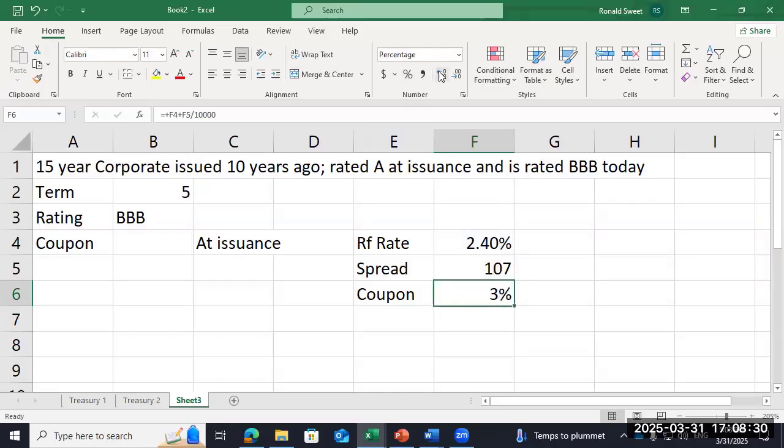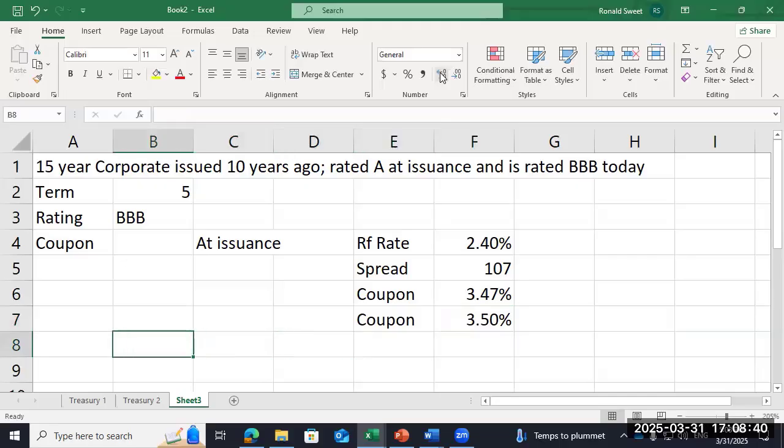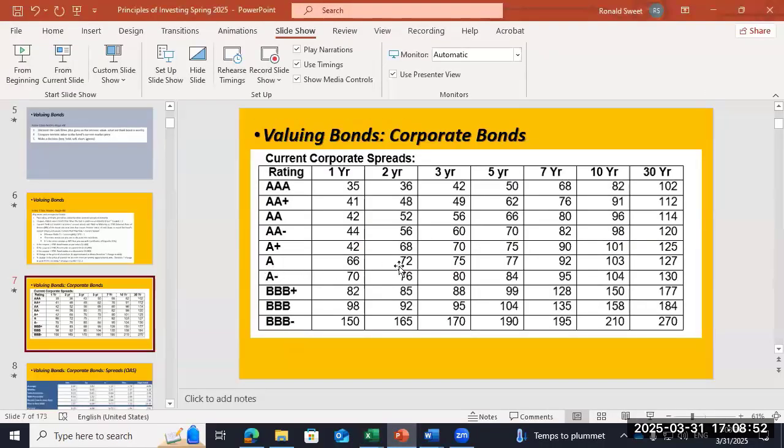Now I give you the coupon. You don't have to calculate this, but I'm just trying to figure out a coupon that's in the ballpark. Let's just say 350. So issue the coupon at 350. A pretty decent spread, but the risk-free rate was really, really low then. That 107 is a pretty high spread for a single A rated bond. You can see here, 15 years, I guess that wouldn't be that far off.